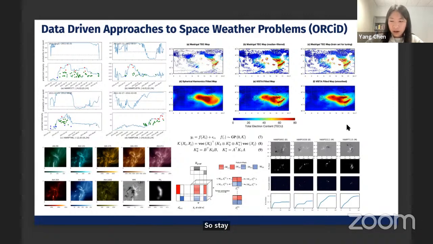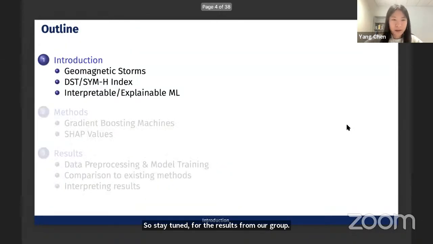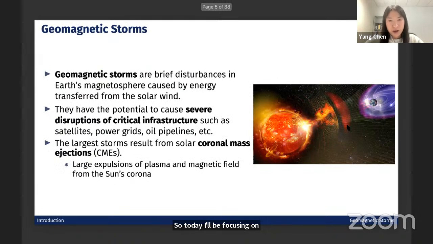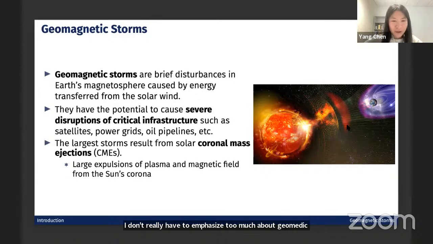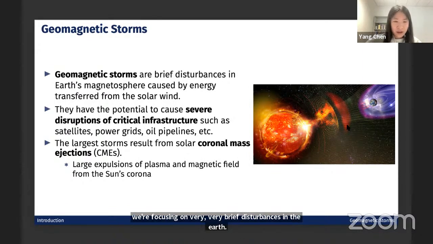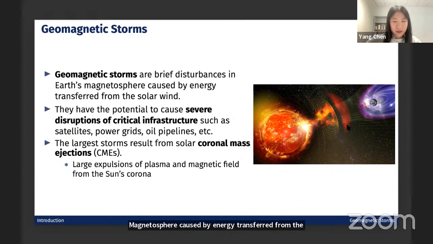So today, I'll be focusing on Sym-H prediction. For this particular group, I don't really have to emphasize too much about geomagnetic storms and why they are important and why we want to work on them, but I still want to briefly review these as the baseline of my talk. So we're focusing on very brief disturbances in the Earth's magnetosphere caused by energy transferred from the solar wind. And the largest storms typically result from solar CMEs.